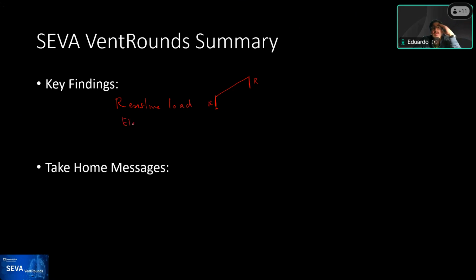The elastic load we saw later on is manifested by the slope on the pressure curve. So the steeper the curve is, the higher the elastance is, meaning the lower the compliance. And if you do a plateau pause, that will be manifested and measured during the plateau pause. That's the manifestation of your elastic load.